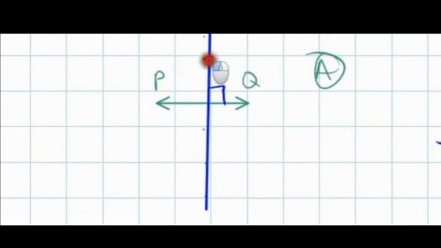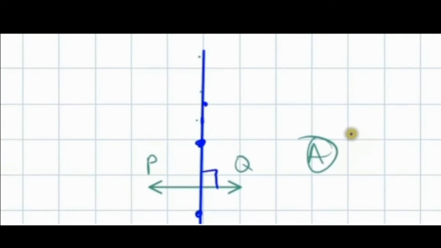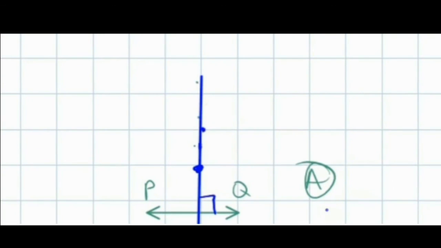So this line consists of all points that are equidistant. So this point and this point are equidistant. This one and the next one are equidistant, and so on and so forth. So that's why the answer is A.